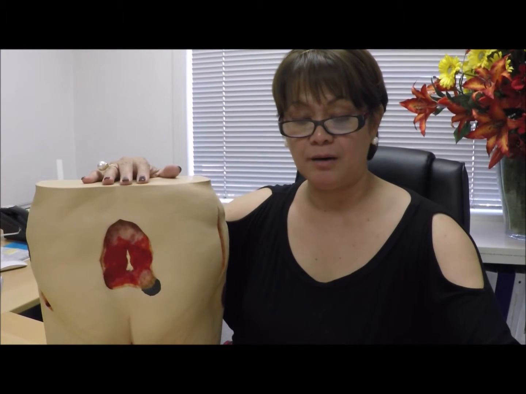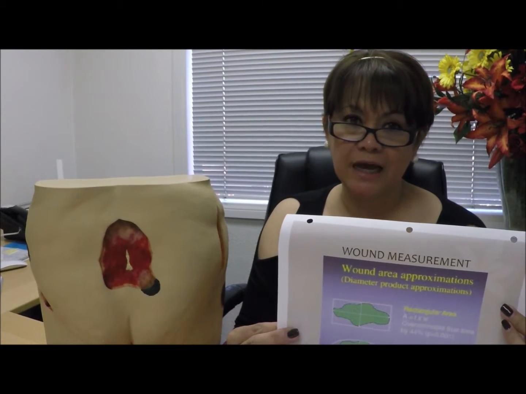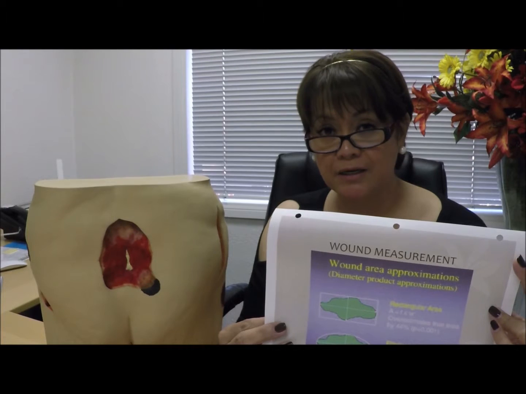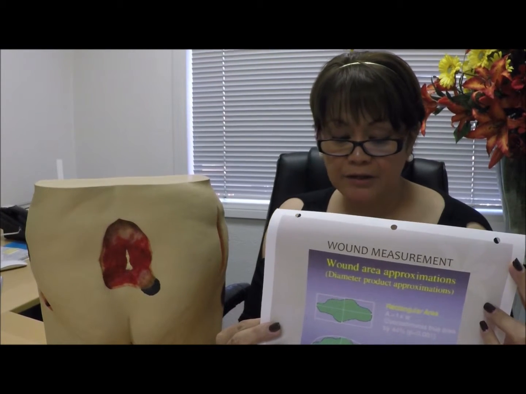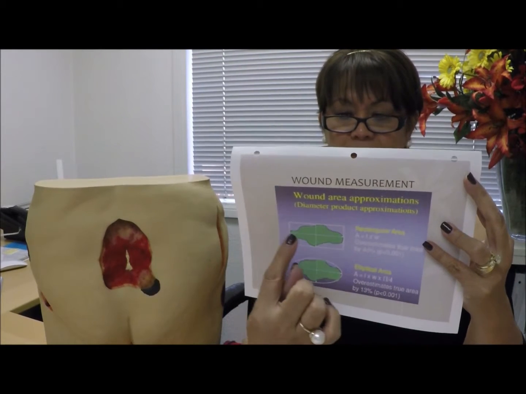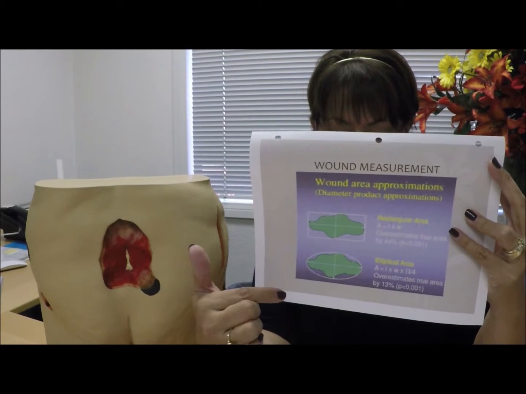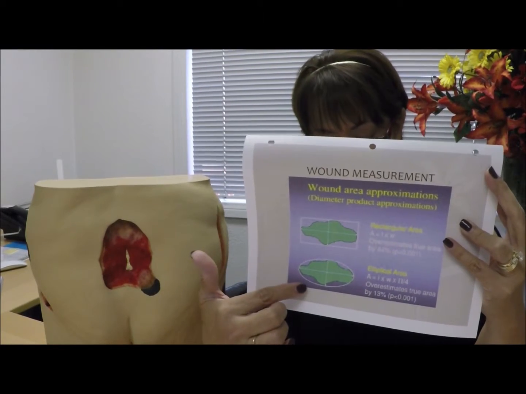Proper wound measurement as per Medicare standard is so important. To measure the wound, we have a sample form for you to see. To get a good measurement, so that each and every nurse measures the same way and therefore gets the same size of the wound, use the wound area approximation: the rectangular area as it is shown here, and the elliptical area as it is shown below.